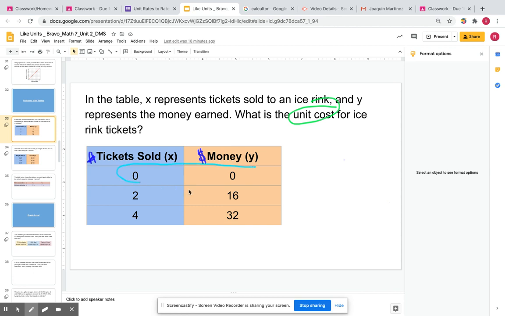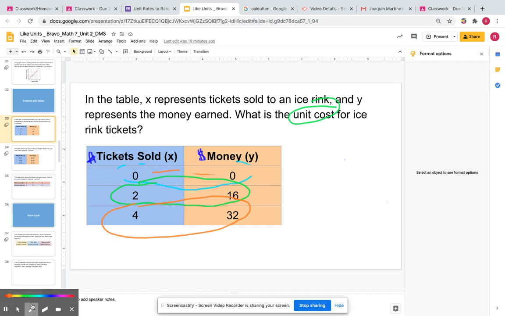Now we have options to pick from. We have a pair of 0, 0. We also have a pair of 2, 16 in this problem. And lastly, we have an option of selecting this pair at the very bottom. You can definitely pick any pair except you cannot select the 0, 0, because they do not tell you any information. So just to keep things interesting, I'm going to pick the middle one. I just have to remember that money goes on top, and we're finding out how much one ticket costs. So we want to find out that.